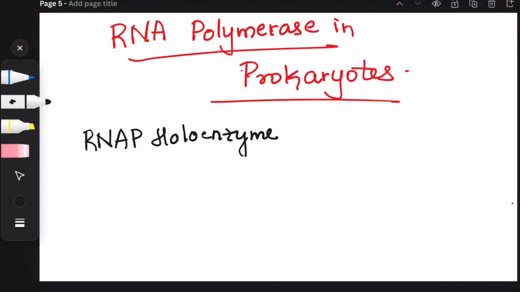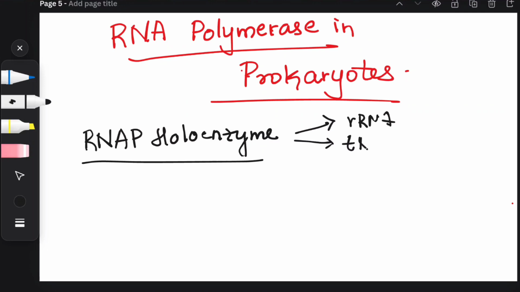Now we will be discussing RNA polymerase in prokaryotes. As we looked at RNA polymerase in eukaryotes, there were majorly 5 different types, and we discussed RNA polymerase 1, 2, 3. But in prokaryotes, there is only one, called the RNA polymerase holoenzyme. This RNA polymerase holoenzyme codes for the rRNA, tRNA and mRNA. It codes for these 3 things.